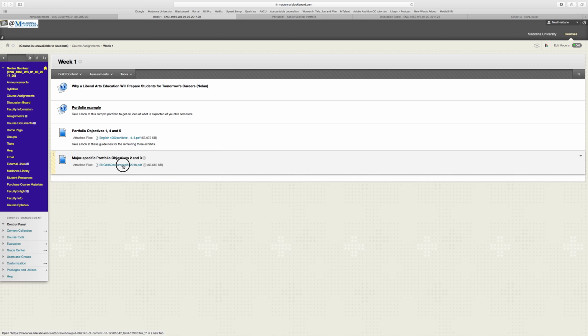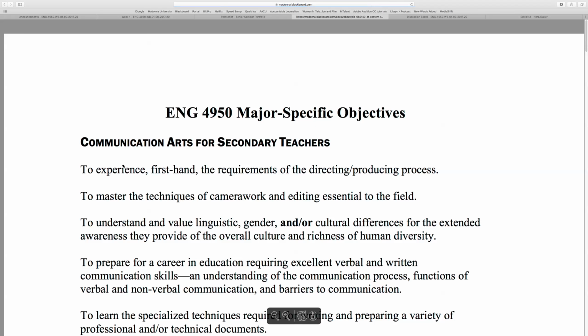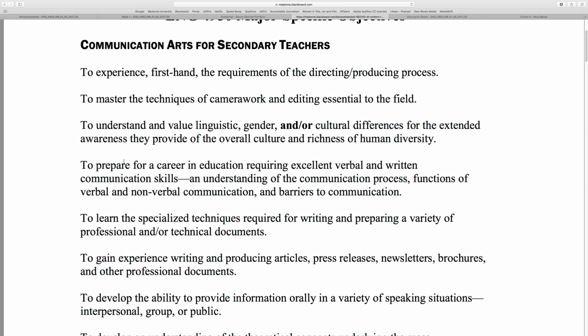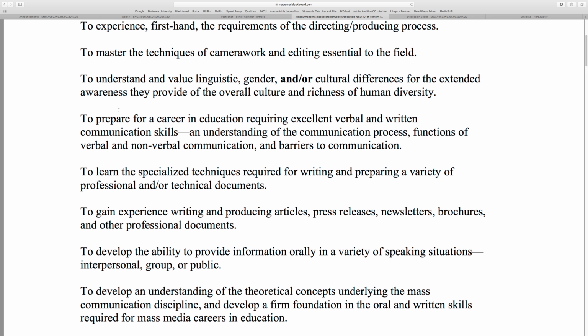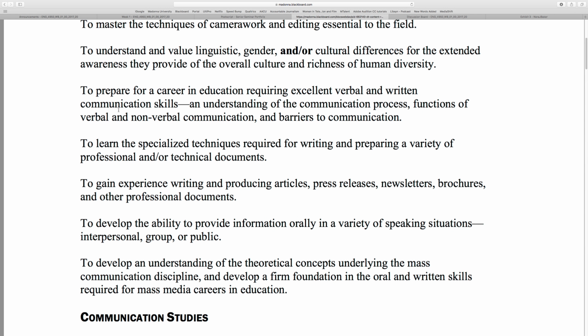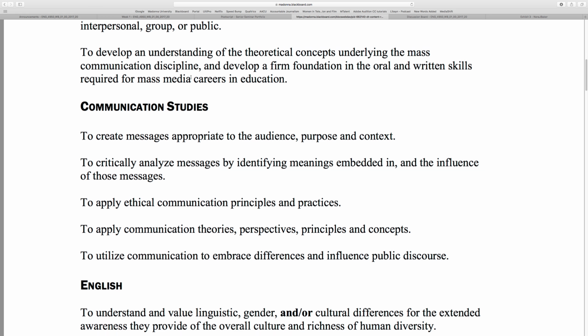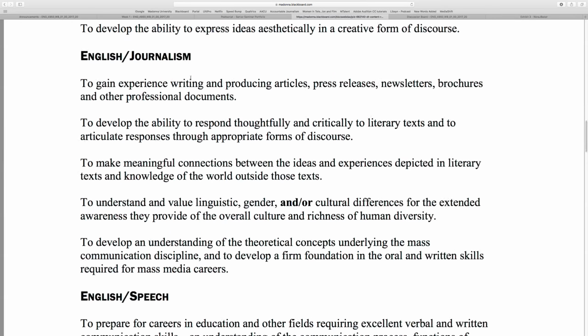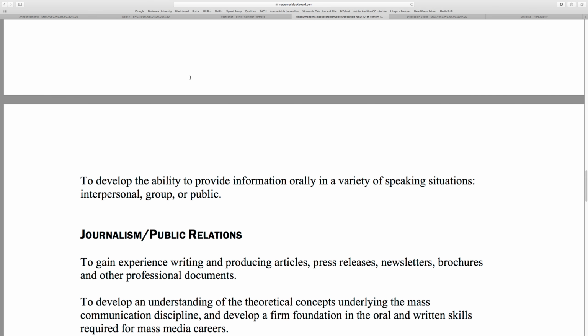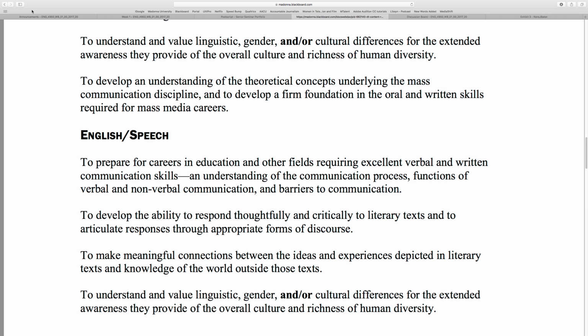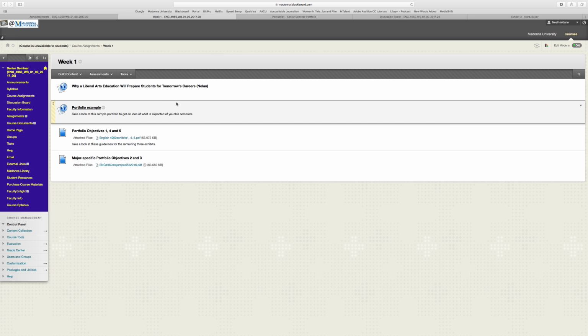The major specific objectives, we'll talk a lot more about next week in a little video. But if you're a communication arts major, these are the objectives. You're going to pick 2 of these and find a paper, project, or presentation that matches those and talk about that. If you're communication studies, English, English journalism, journalism public relations, and so on, that's going to take care of all those things. And you'll be using these as reference materials throughout the semester.